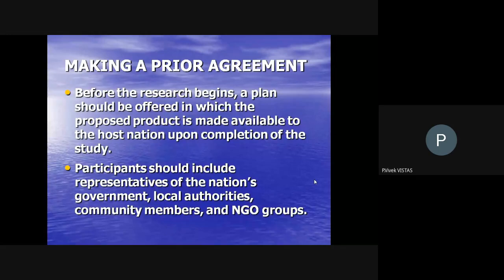So wherever we do research, it should benefit the society or the nation. First thing, participants should include representatives of the nation, government, local authorities, community members, and the NGO groups. So those participants can be from that nation itself, either government people, local authorities, NGOs, or some other community members. So these things we need to consider before moving into human subjects.